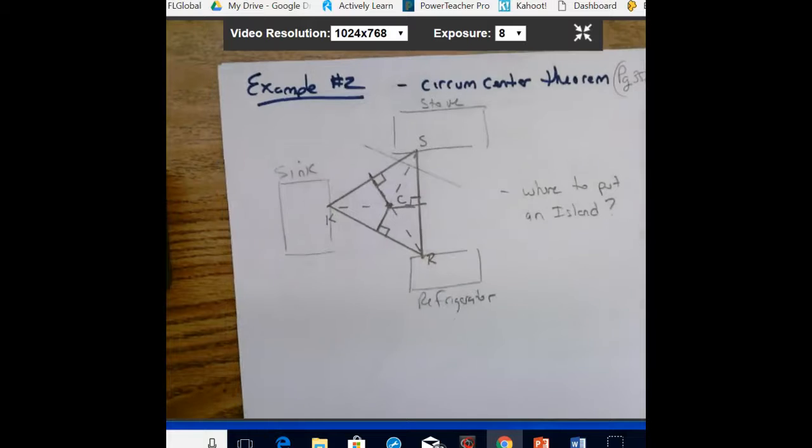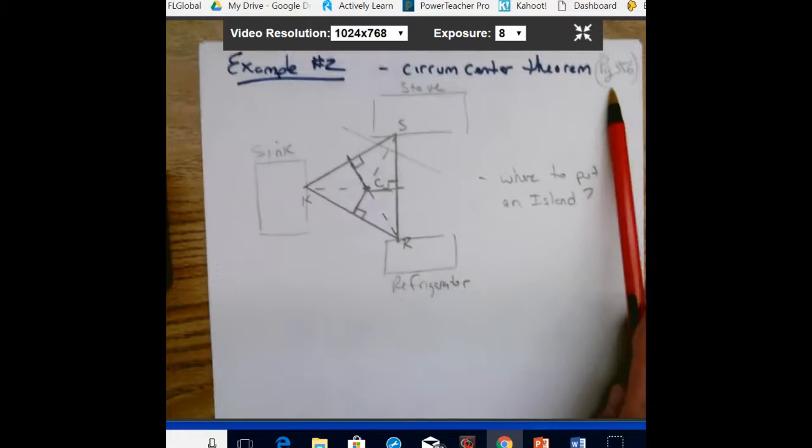We then look at example 2. This one's from the book on page 356.